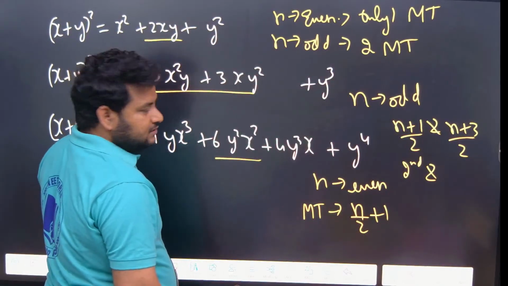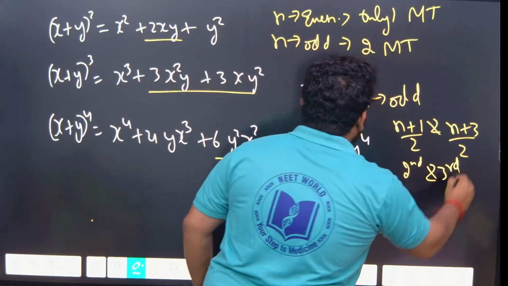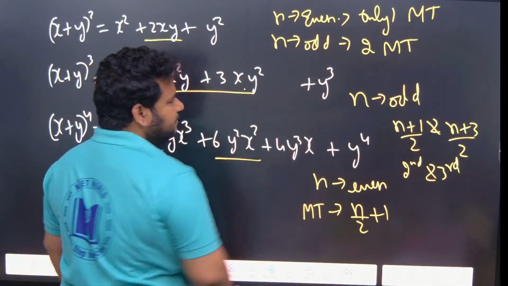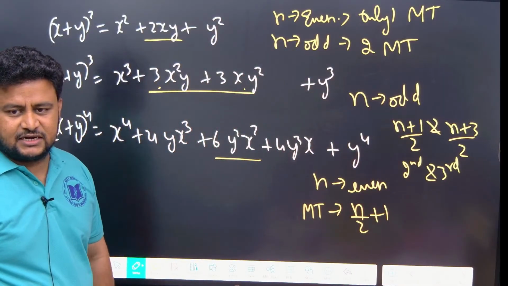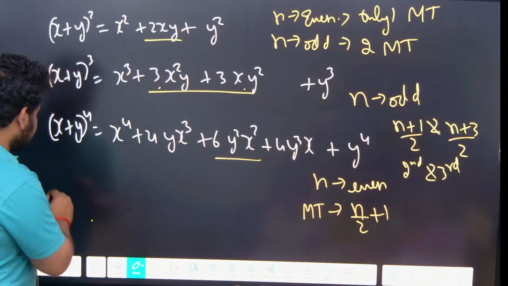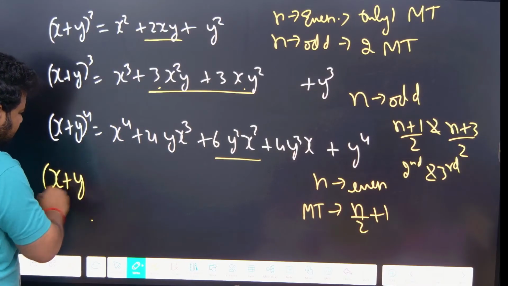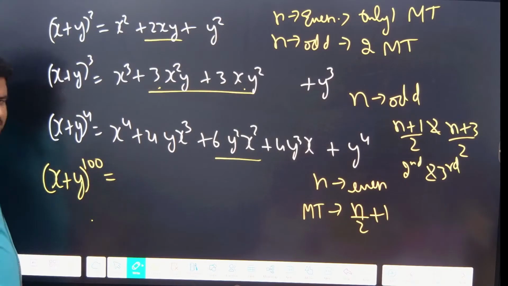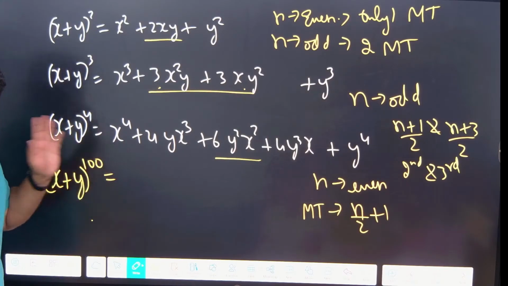3 plus 3 is 6. That is the third term. The second and third terms are the middle terms. Suppose I ask you an example, (x + y) to the power of 100. Now which term is the middle term here?